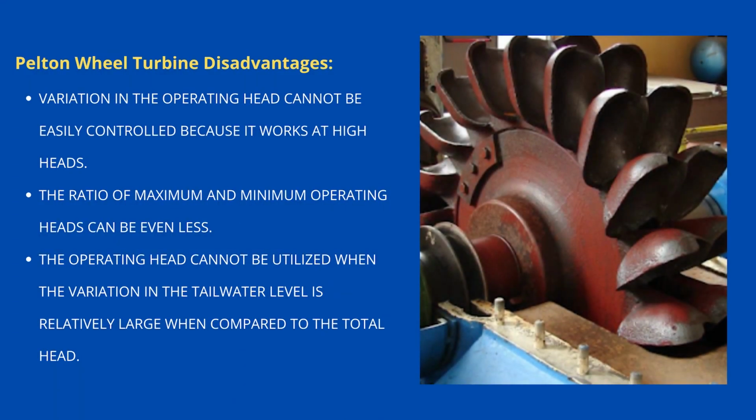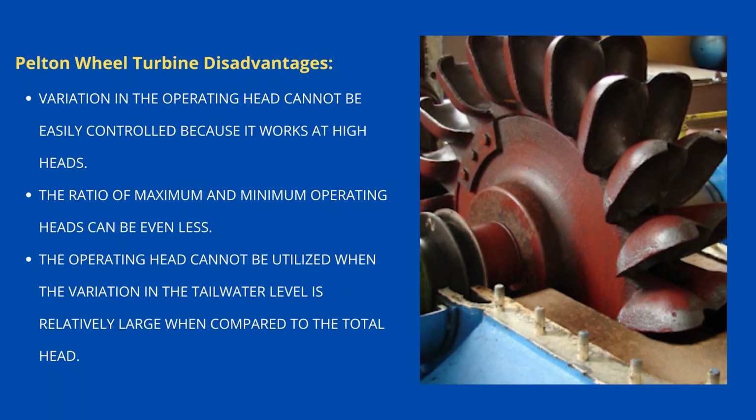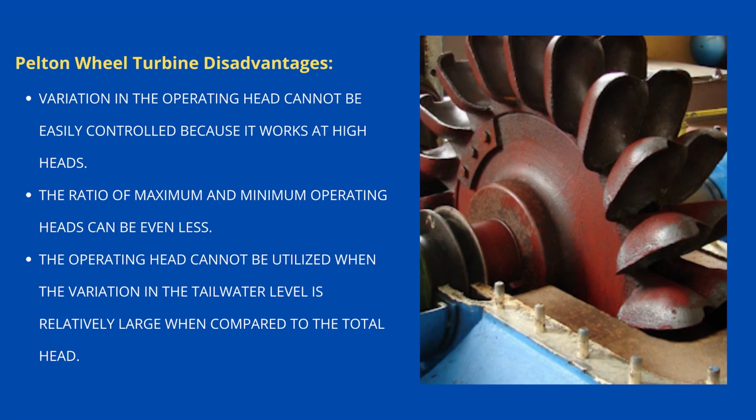Now, there are some disadvantages associated with the Pelton turbine. Let us go through them. In a Pelton wheel turbine, the variation in operating head cannot be easily controlled because it works at high heads. The ratio of maximum and minimum operating heads can be even less. The operating head cannot be utilized when the variation in the tail water level is relatively large when compared to the total head. The mechanical efficiency of the Pelton wheel decreases faster compared to the Francis turbine.